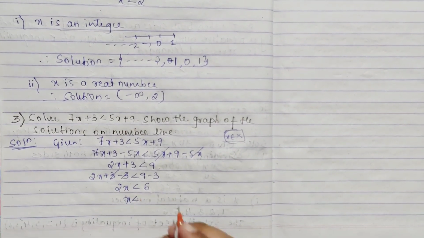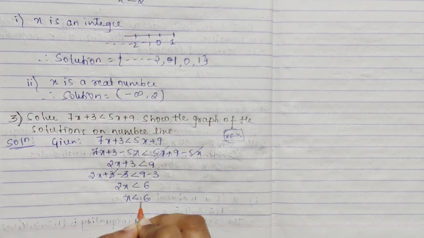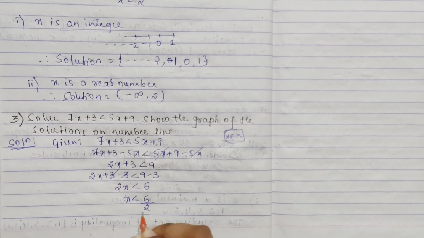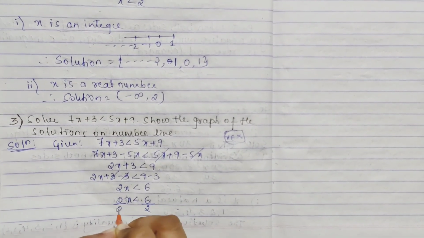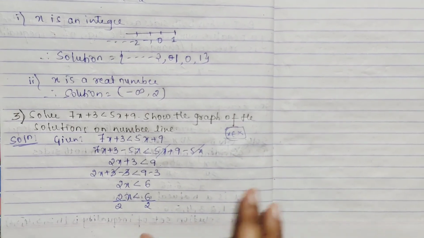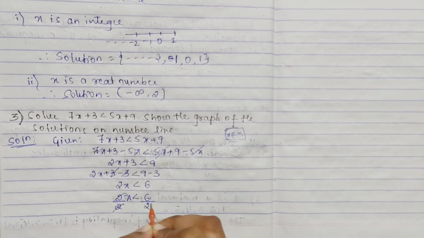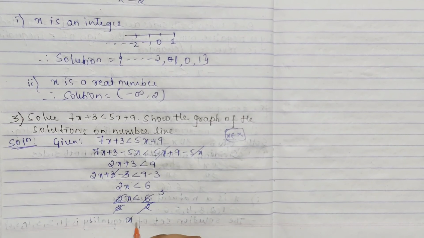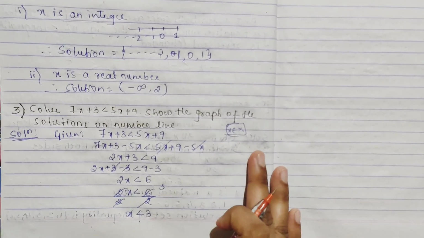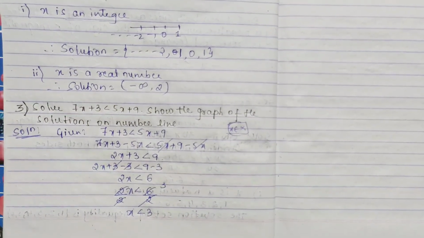Dividing 2 on both sides, so it will be 6 divided by 2, and also 2 divided by 2. I am not writing the sentence, but I will write like this: 2 cancelling, 2 1s are 2, 3s are 6, so x is less than 3. Understood what you have done?